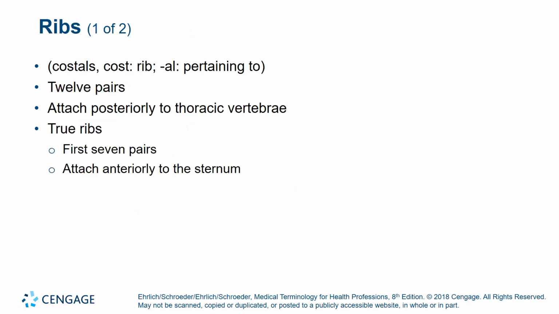Costals. Looking at that medical term, we can break it down. Cost is rib, AL is pertaining to. So there are 12 pairs. They attach posterior to the thoracic vertebrae. The first 7 pairs are true ribs, attached anterior to the sternum.